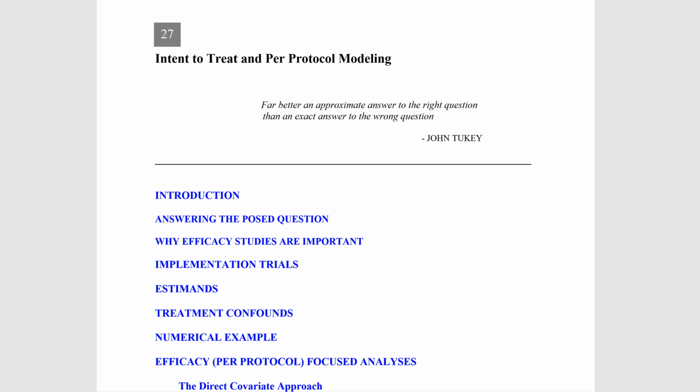I describe weaknesses of many commonly employed methods for intent to treat analysis, and I discuss modern methods that better accomplish the task at hand. This chapter challenges much conventional wisdom. I hope you find some useful nuggets of knowledge in it.